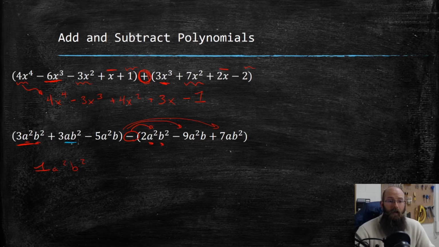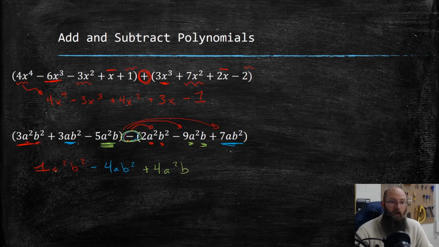Next term has an a and a b squared. So I need to find an a and a b squared. Not this one. It is this one. a, b squared, a, b squared. Good. I can combine these two things. So it's 3 of them minus a positive 7 of them. So that means minus 4ab squared. Then my next term, a squared b, a squared b. Good. So those two are the same thing. Negative 5 of them minus negative 9. So that means plus 9 of them. So that gets me a positive 4a squared b.